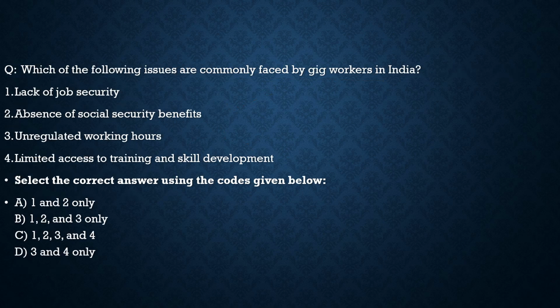It says, which of the following issues are commonly faced by gig workers in India? Lack of job security, 100% correct. Absence of social security benefits, 100% correct. Unregulated working hours, 100% correct. And limited access to training and skill development, 100% correct. So with respect to this, all are the issues faced by the gig workers. So with respect to this, the correct answer is option C. All the four statements are correct. Now with this, let's move to another question and try to solve that.